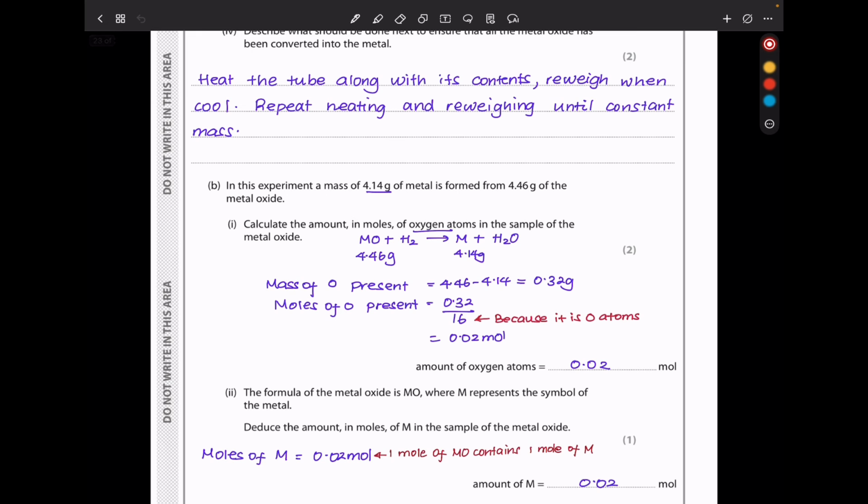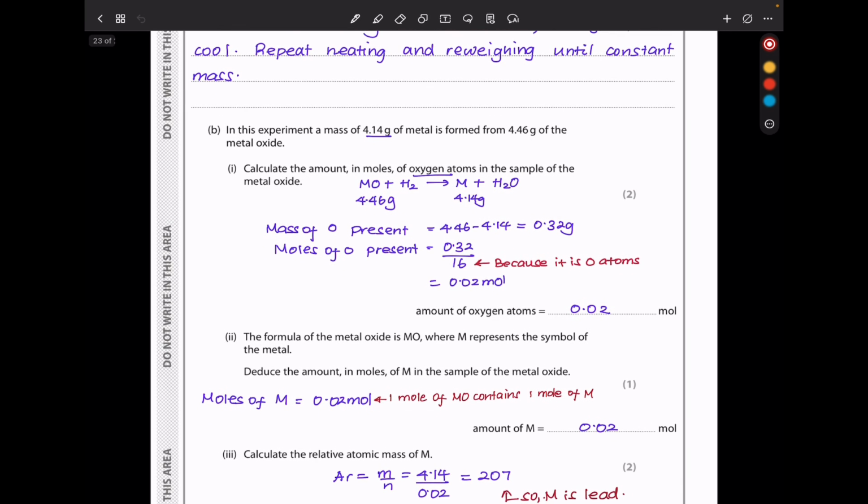In part B, in this experiment, a mass of 4.14 grams of metal is formed from 4.46 grams of metal oxide. Calculate the amount in mole of oxygen atoms in the sample of the metal oxide. Now to write this equation again, placing the respective masses, this is going to be the metal oxide and that is going to be the metal. The mass of oxygen atoms present is going to be the mass of the metal oxide minus the mass of the metal. So oxygen atoms is going to be 0.32 grams.